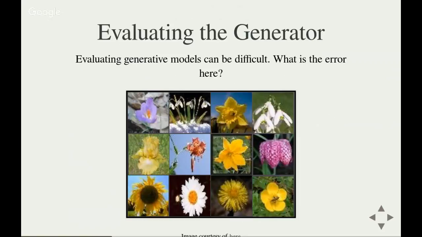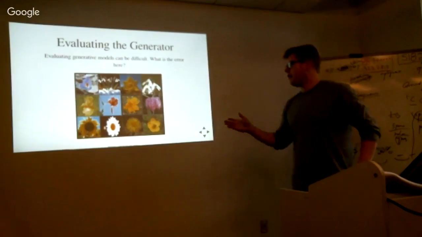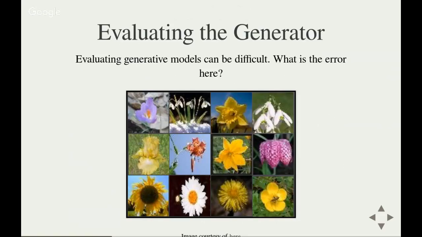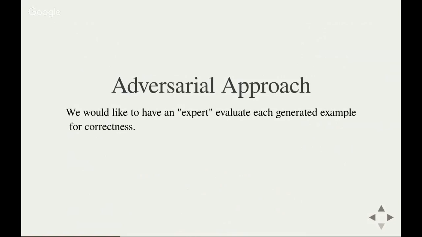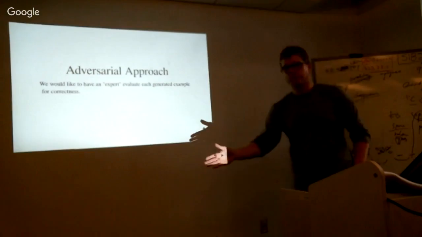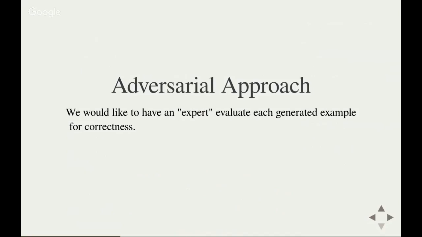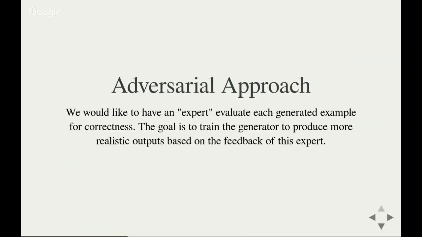Ideally, you'd have a human looking at each of these labels and saying exactly what I just said, right? Oh no, this isn't good because this is a little fuzzy. Go back and update so that you can produce something that's not quite as fuzzy. And so this is where the adversarial portion of generative adversarial networks comes in. Essentially, we want this expert to evaluate the generated examples for correctness. And then the goal is to train the generator to produce more realistic outputs, which are trying to fool this expert, based on the feedback of this expert.